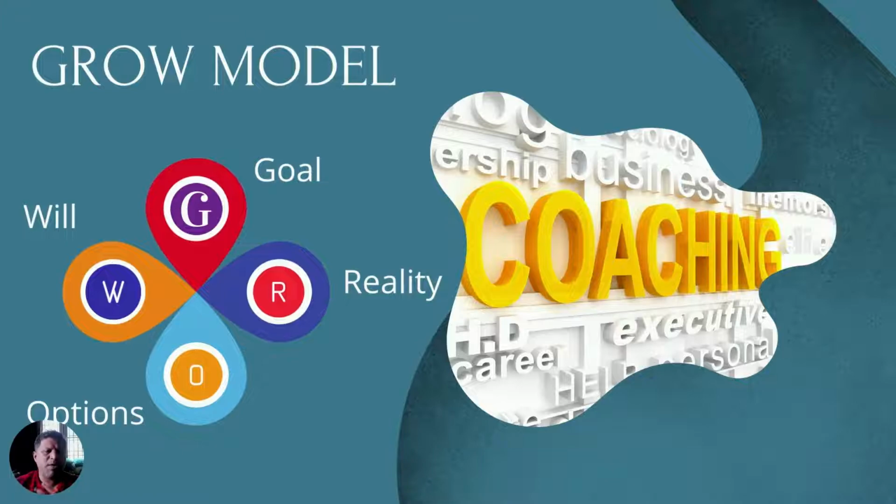And then it's about the reality part. Reality is about where you are today, and is that goal really something you are looking for based on today's reality? And then options are about the various mechanisms, various actions, various alternatives that you can think of for reaching that goal, and then choose the best option that resonates with you as a client.